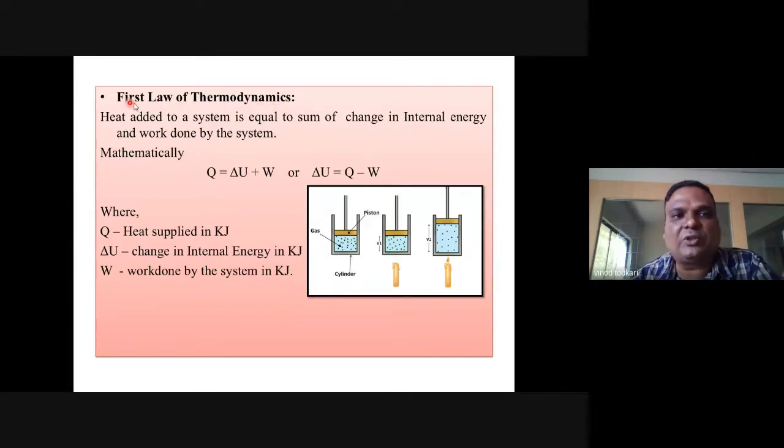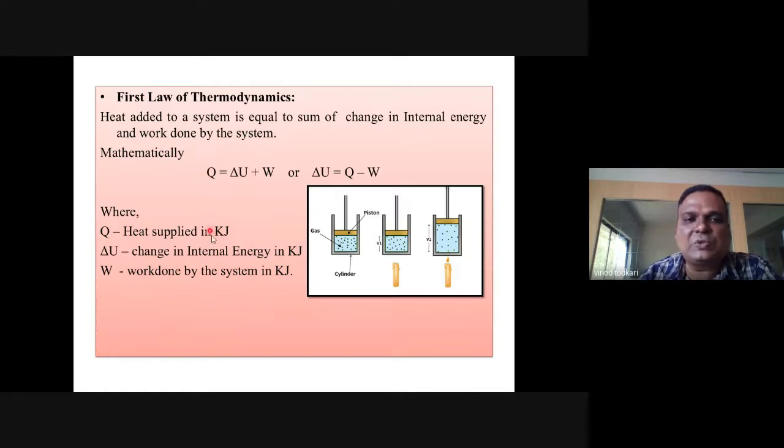So what is the statement of the law of conservation of energy? Already you have told me. Energy can neither be created nor be destroyed. However, it can be converted from one form into another form. So here, if we are converting heat energy into work energy, during this process there is also some change in internal energy. So we can say that Q is equal to delta U plus W, where Q is the heat supplied.